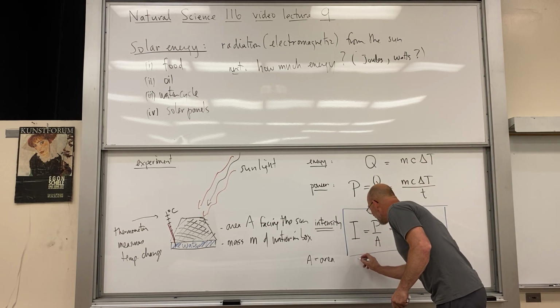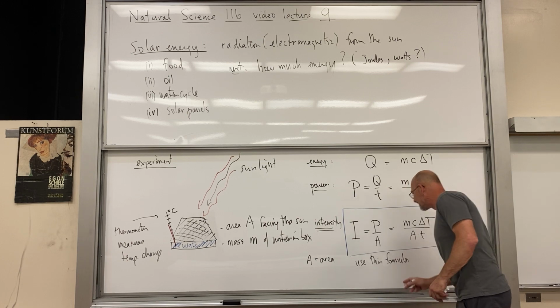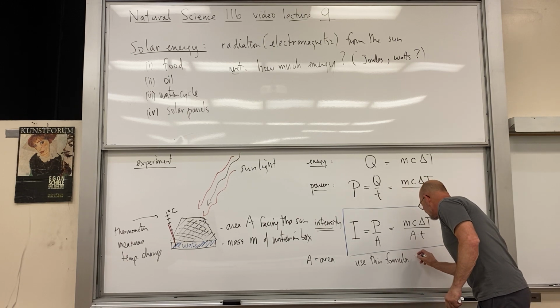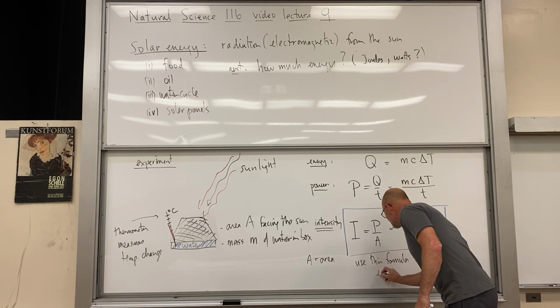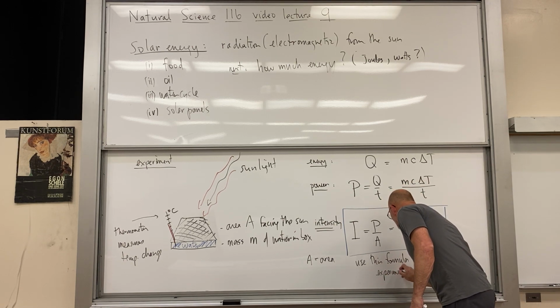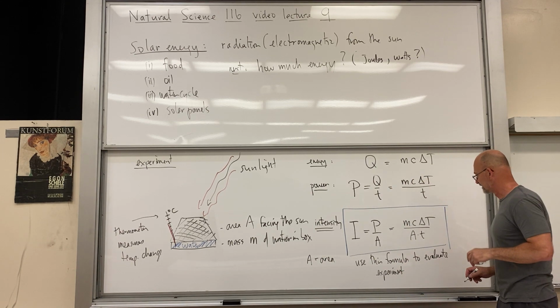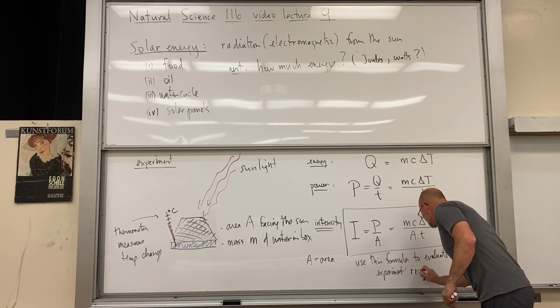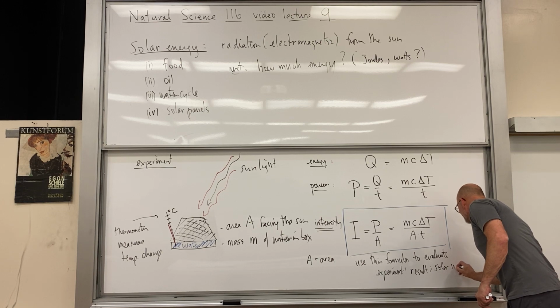So think of this as an experimental setup. I'll just write: use this formula, and these ideas is really what we're using, to evaluate your experiment. And the result is the solar intensity.